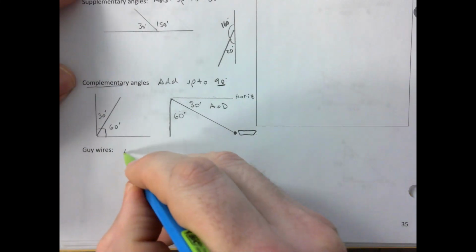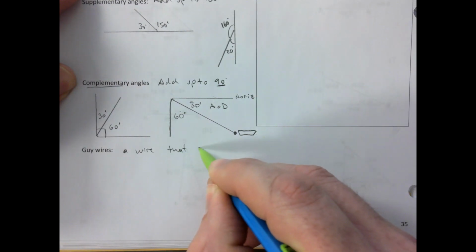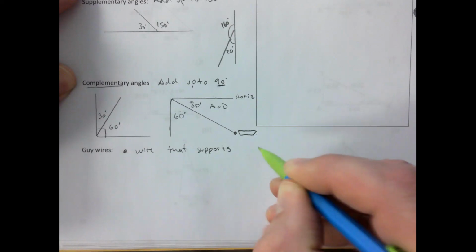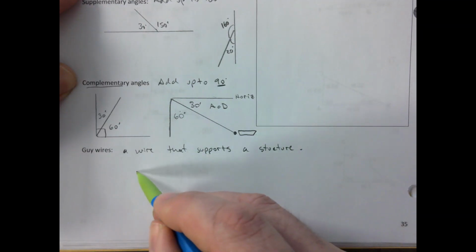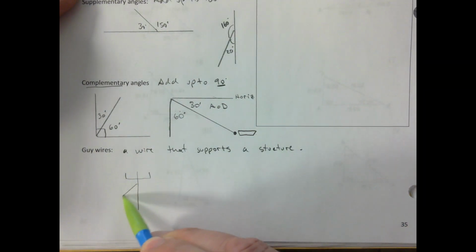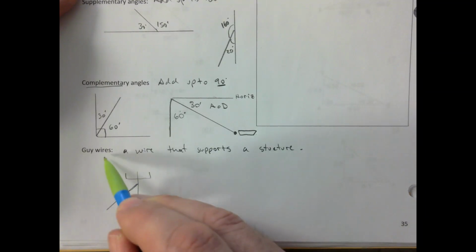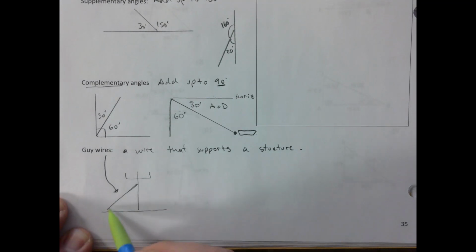A wire that supports a structure. So if this is your hydro pole here, look at that, artistic skills come to light here. This is a guy wire. And obviously you can see how trig is going to come into play there because a triangle is formed. There's the ground. What would this angle be called out of the two we just learned? Elevation. This is the angle of elevation.